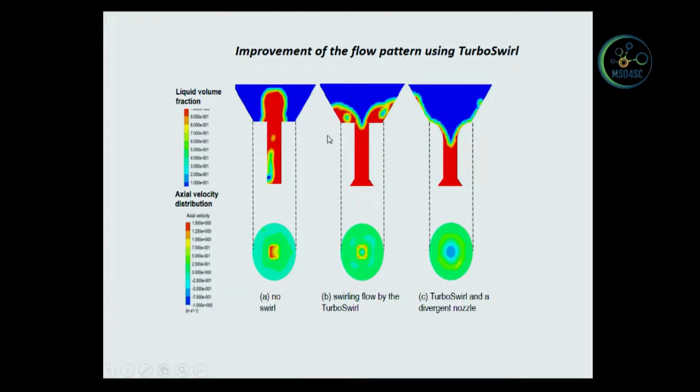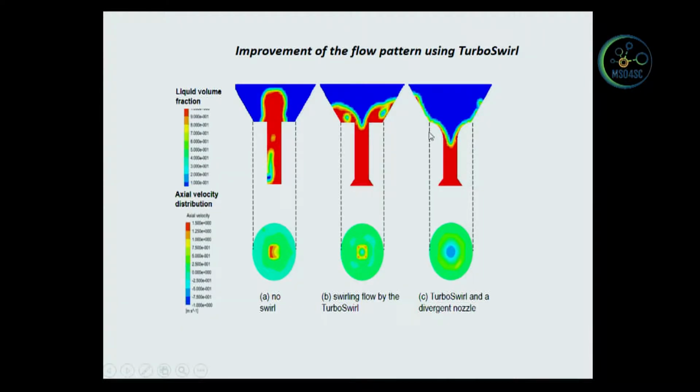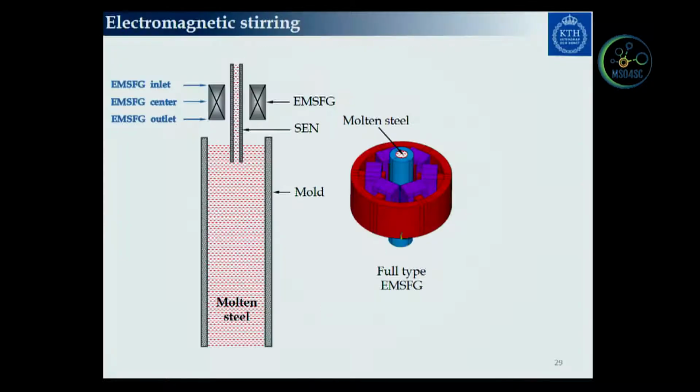Why do we want it? Because from this figure we can see that when there is no swirl flow, there is a hump. The hump is very high. That means it is exposed to the air. Oxidation can happen, so that is not good during metal solidification. So when we use a swirl flow, we can see that the hump is not so high, and we actually get a very stable flow in the mold. In this way, we try to improve the steel quality.